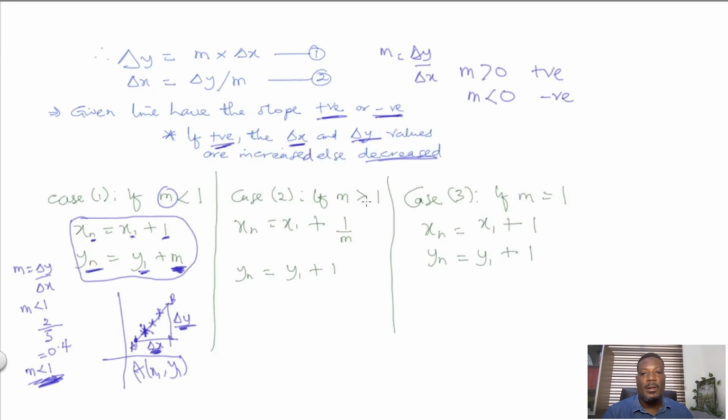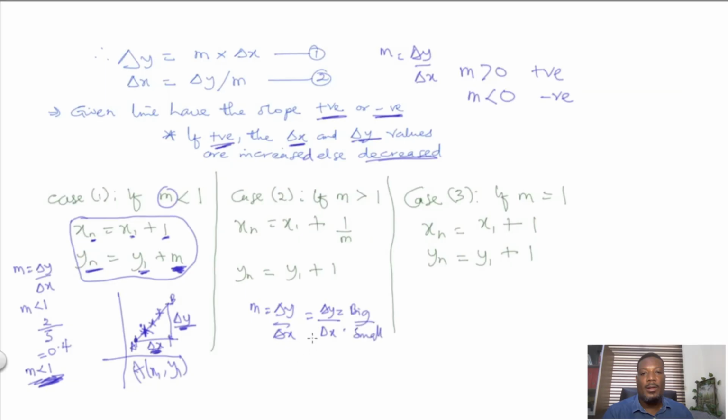If m is greater than 1, still using the same formula, the gradient is change in y over change in x. If m is greater than 1, then it means the change in y is of a big value, and the change in x is a small value.